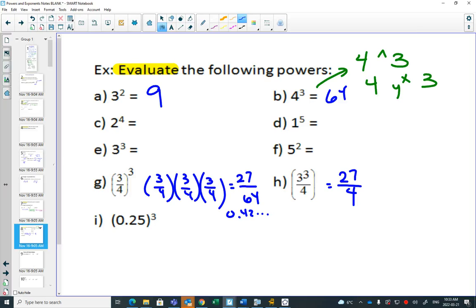Hey, just to check, did you get 16 for that one? 27 for this one? Did you get 1 for that one? Some people write 5. You know what they did? They did 1 times 5, but it's 1 times 1 times 1 times 1 times 1. Times 1.